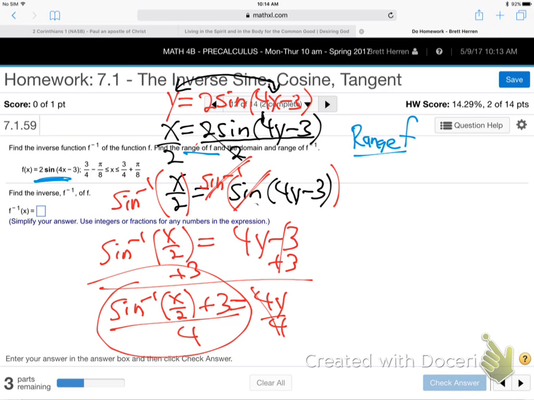So to do the range of f, you got to do the up-down, right? It's going to be from -2 to +2, isn't it? You good on that? That's the range of f. And that'll be the same as the domain of f inverse, right? Which will be their next question.